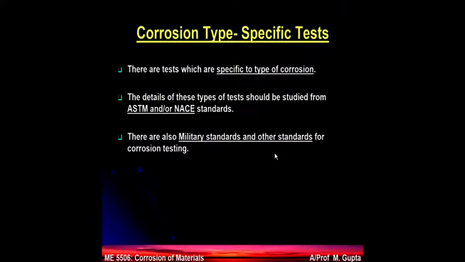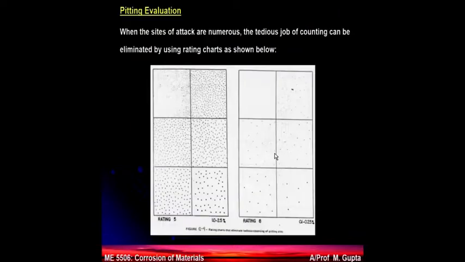We also have the corrosion type specific tests, and these tests are specific to the type of corrosion, and you have many tests under ASTM and NACE, National Association of Corrosion Engineers, and you also have the military standards by abbreviation of MIL, M-I-L. So there are these tests, plus there may be some other tests depending on the country you are in, and you can follow that.